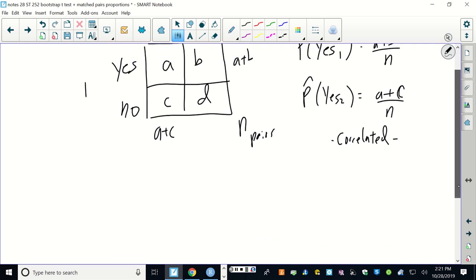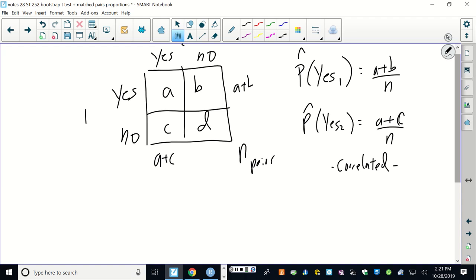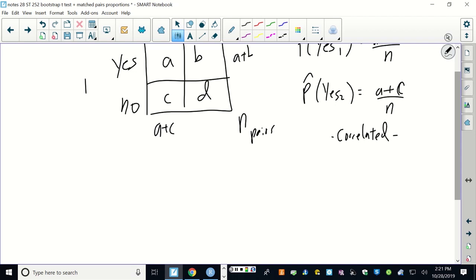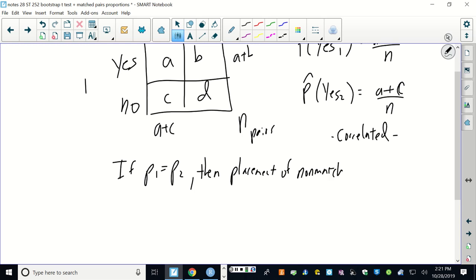But if the proportions are the same, then the random split into B and C can be thought of as a flip of a coin. 50-50, if you don't match, you end up in B, and 50-50, you end up in C. So if P1 equals P2, then placement of non-matching pairs, where one has a yes and one has a no, or vice versa, into the counts B and C is just simply random.